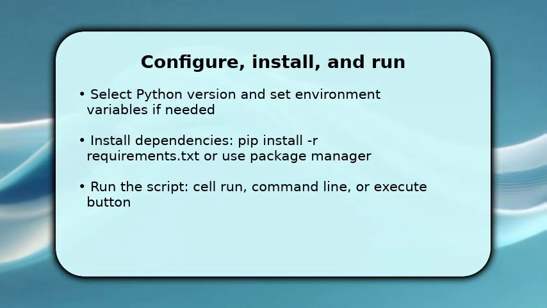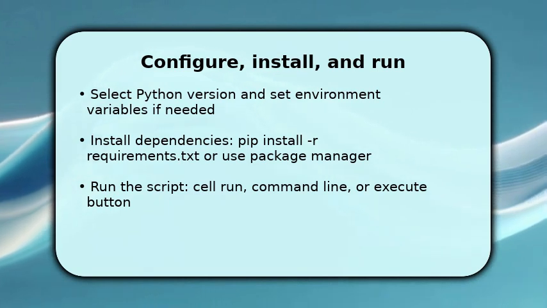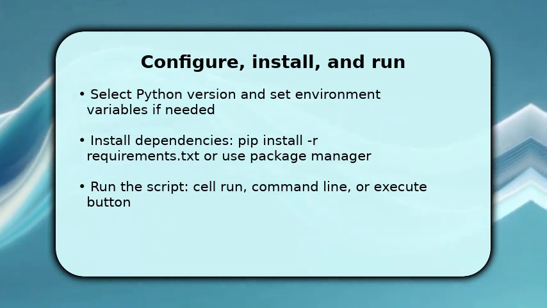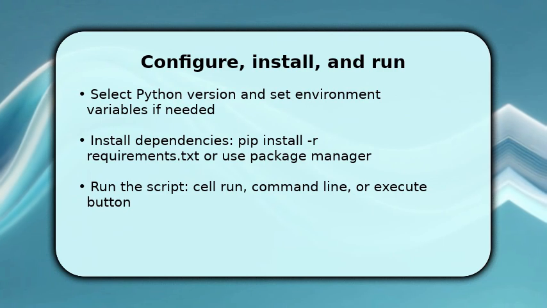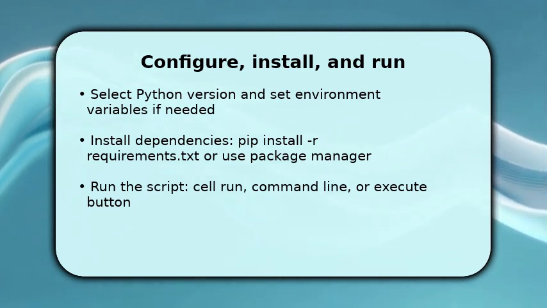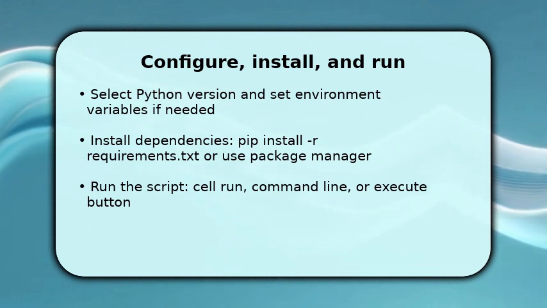Next, configure the runtime. Pick the Python version and set any required environment variables so the program behaves predictably. Once done, install dependencies. Use pip install -r requirements.txt or the platform's package UI to avoid missing modules.